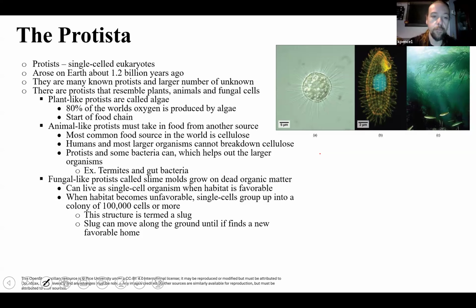First seen in the fossil record about 1.2 billion years ago, so way after the introduction of bacteria. This is a very diverse group of organisms too, because they have a lot of roles that kind of mimic other organisms. There are some that are plant-like, there are some that are animal-like, and there are some that are fungi-like. So the plant-like protists is one of the largest groups. These are called algae.